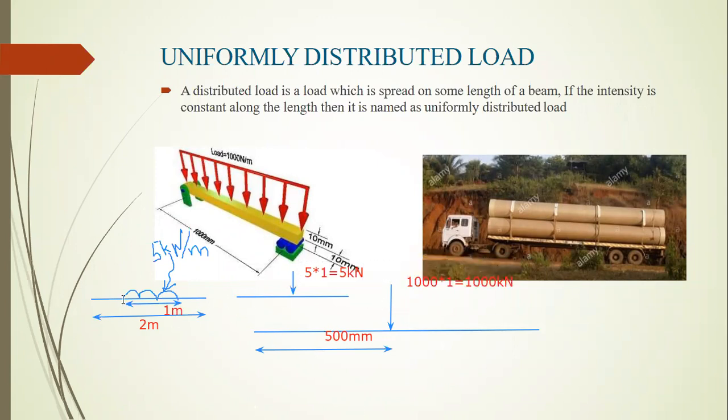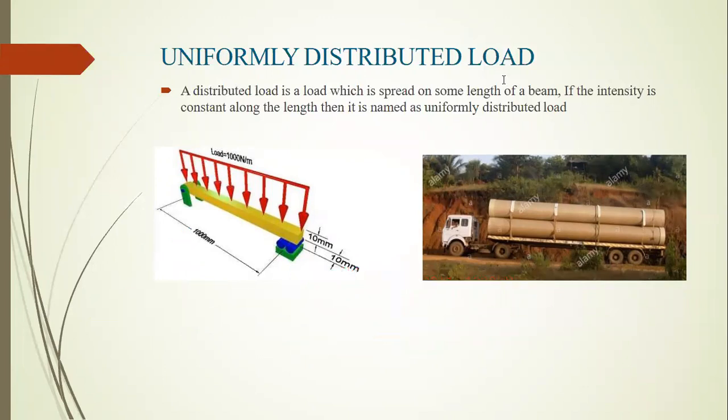What is the distance it is acting from this point? From the starting point to whatever length it is acting, it is half of the distance. So here let us assume this as 0.5, this as 0.5. So what will be the distance it is acting? It will be acting exactly at a distance of 1 meter. This is how you have to find the intensity of the UDL. You will understand better while we solve the support reaction problem.